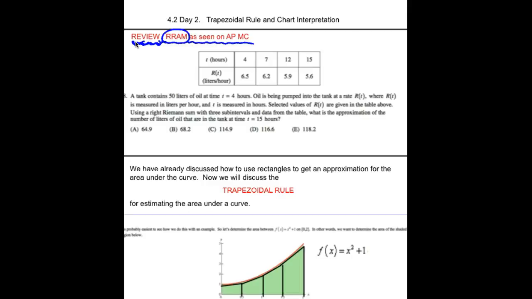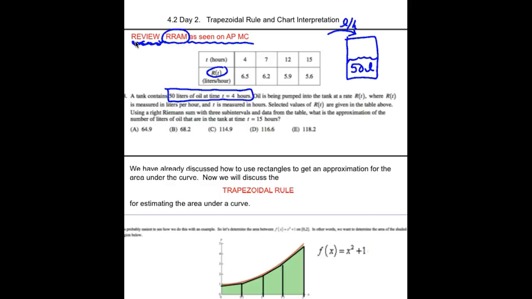First thing to do when you're doing these is read the question and take note of all the details. A tank contains 50 liters of oil at 4 hours. So if I were to draw a picture of that, I've got 50 liters of oil already sitting in this tank. Oil is being pumped into the tank at a rate R of T, so in liters per hour.